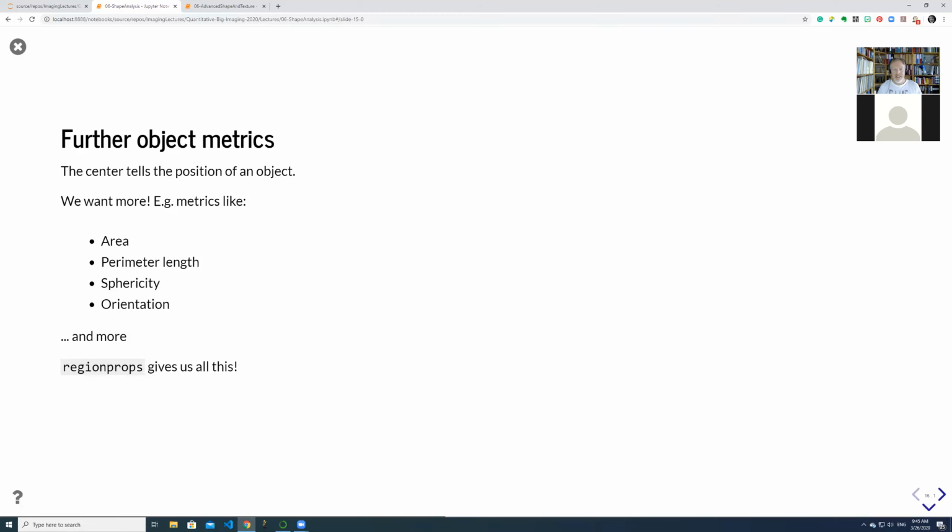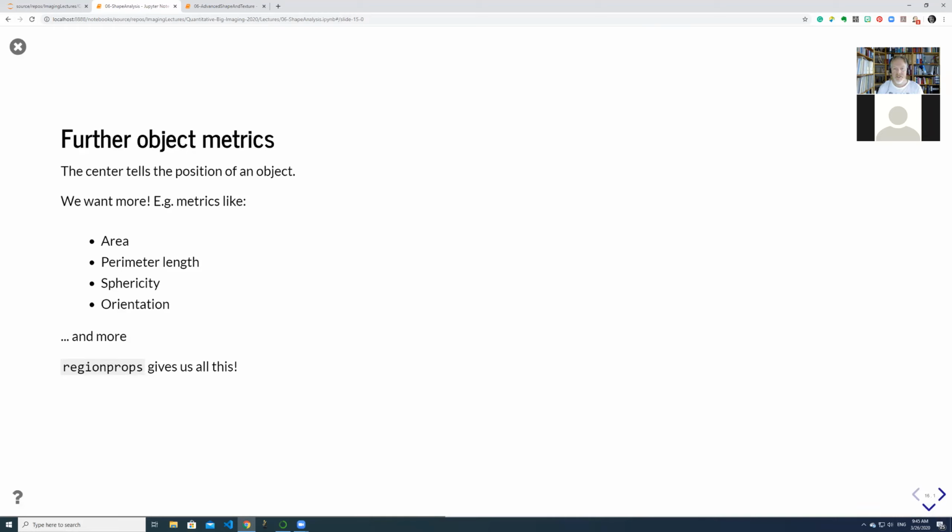Sphericity is a ratio between volume and surface area, and that gives you an idea how round an object is. The sphere is, I think, the largest value you can reach in this context, and everything that is more elongated has smaller values.